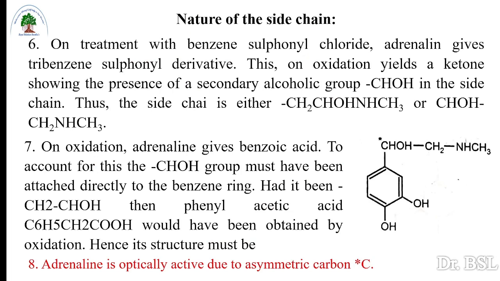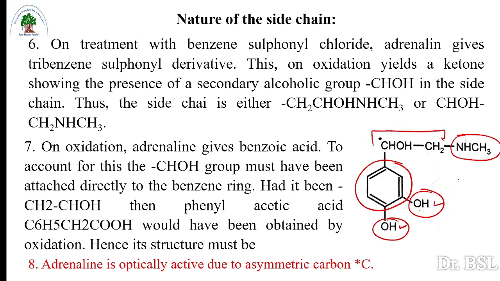Now we have come to the conclusion that the ring is there, and on the 3 and 4 positions OH groups are there. But what is the nature of the side chain? One more thing we have confirmed is that at the end NHCH3 is there. These three things have been confirmed, and one ring is there. But we are not sure about this side chain.